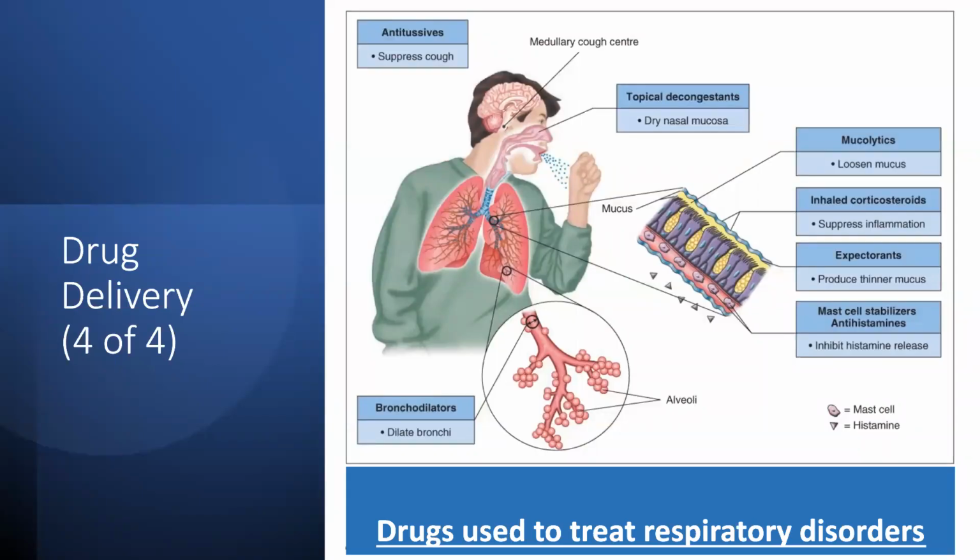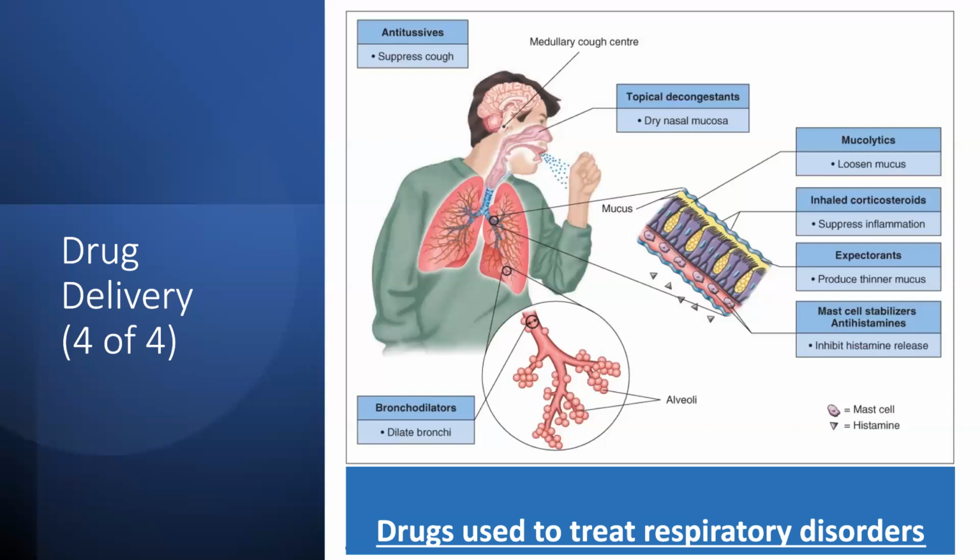Then the drugs used to treat respiratory disorders are given here. Number one is antitussives. Antitussives suppress the cough. They act on the medullary cough center. Then we have topical decongestants. As the name suggests, they try to dry the nasal mucosa. Then we use some mucolytics, which loosen the mucus. Lytics means breakdown and muco is mucus, so they loosen the mucus.